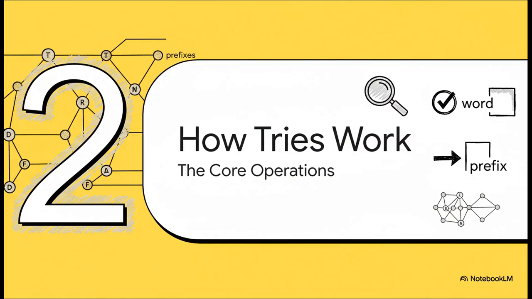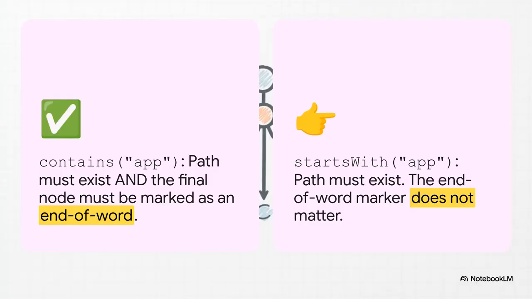Okay, so we've got our structure built. Now how do we actually use it? Well, understanding the main operations, like checking if a word exists versus checking if a prefix exists, is really the key to unlocking all of its power. Now, you really want to pay attention to this slide because this distinction is everything. If we ask our trie, do you contain the word app, we walk the path A, P, P. When we get to the end, we ask one more question. Is this node marked as the end of a word? In this case, yes, it is. So the answer is true.